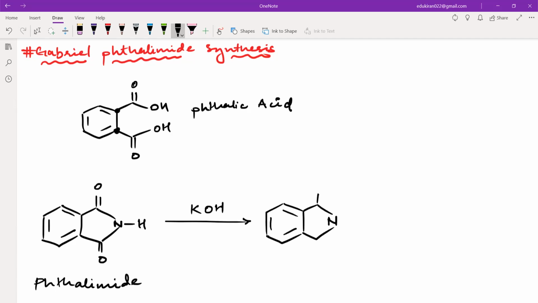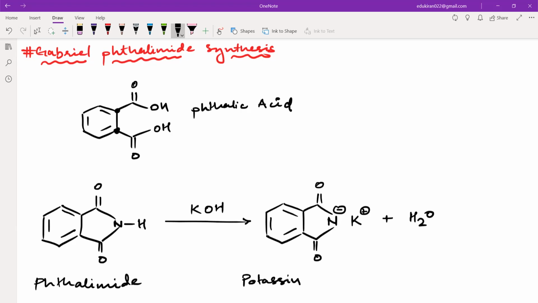Nitrogen, with the carbonyl groups doubly bonded with oxygen, and here you have a negative charge, and K will be positive, plus you will form a water molecule. Now this is what? This is potassium phthalimide.